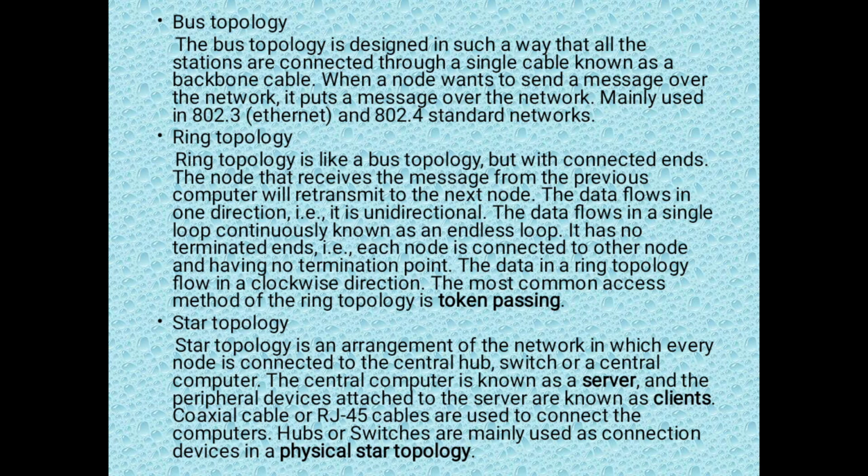Ring topology. Ring topology is like a bus topology, but each and every node is connected in a ring. The node that receives the message from the previous computer will retransmit it to the next node, just like message passing. The data flows in one direction, that is unidirectional. The loop seems to be an endless loop. Each node is connected to the other node, having no termination points. The data in the ring is circulated in a clockwise direction, and this method is called token passing.